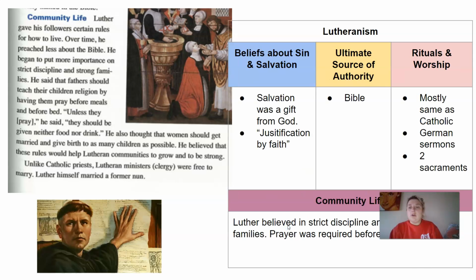All right, so this is what I took out of it and what mine should look like. Beliefs about sin and salvation: salvation was a gift, justification by faith. The Bible's the ultimate source of authority. There were only 2 sacraments. It was mostly the same as Catholic though, and sermons were in German. And he believed in strict discipline, and prayer was required before meals and bedtime. So pause and get those down.